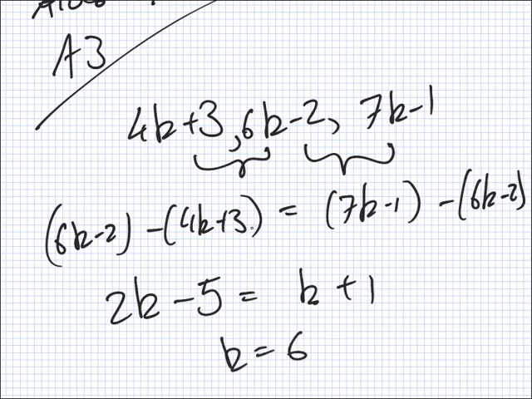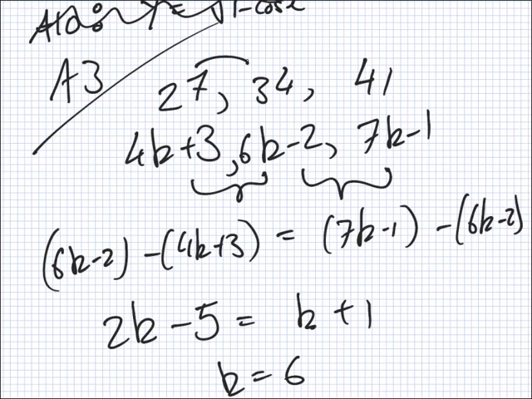If I put 6 in, what do I get? 4 times 6, 24. 24 plus 3? 27. 6 times 6 is 36 minus 2, 34. 7 times 6 is 42 minus 1 is 41. Are they arithmetic? What's the difference between this and this? 7. And here? 7. So yeah, they are arithmetic.